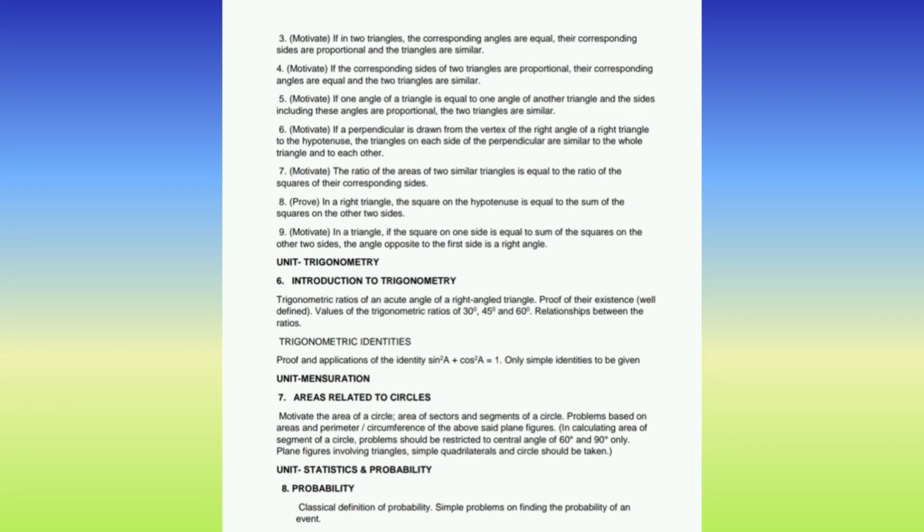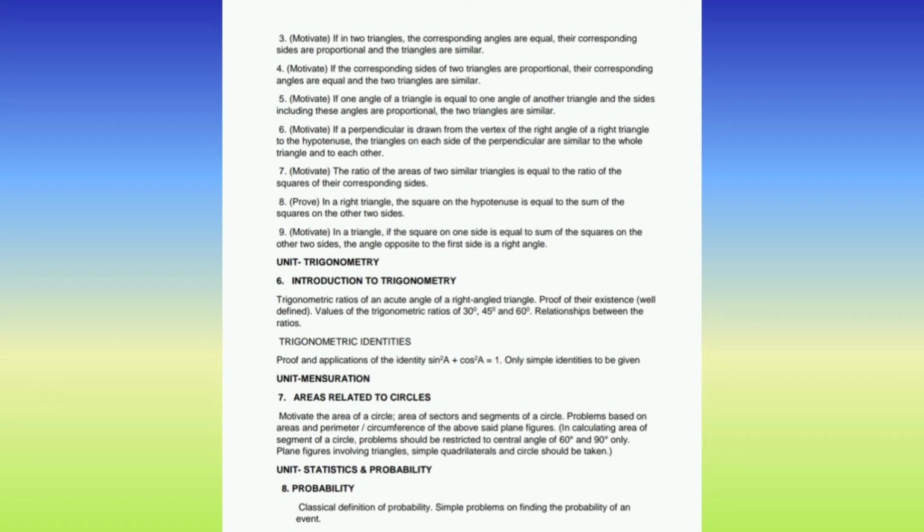their corresponding angles are equal and the two triangles are similar. And then another topic, I am talking about the similarity of two triangles, what type of properties there are. If one angle of a triangle is equal to one angle of the other triangle and the sides including these angles are proportional, the two triangles are similar. In a perpendicular is the next topic, the sixth topic.